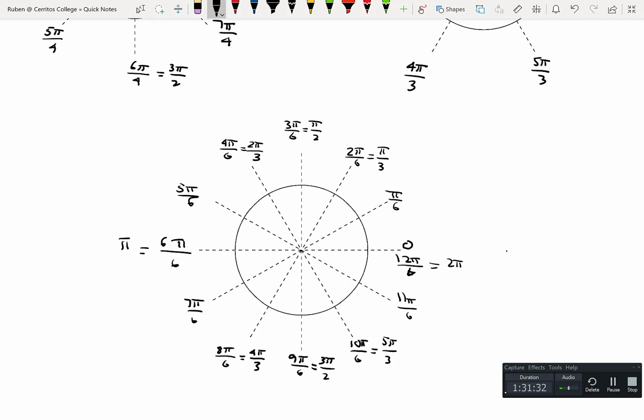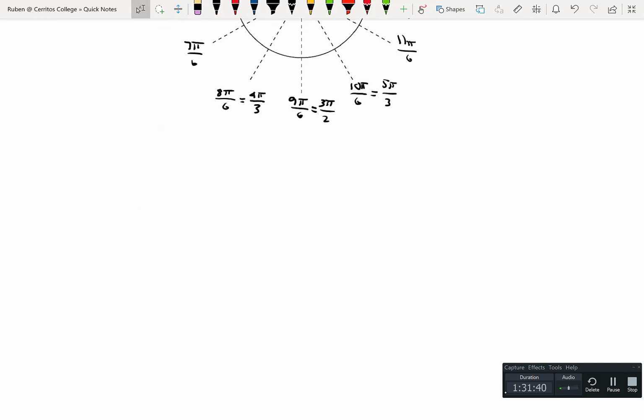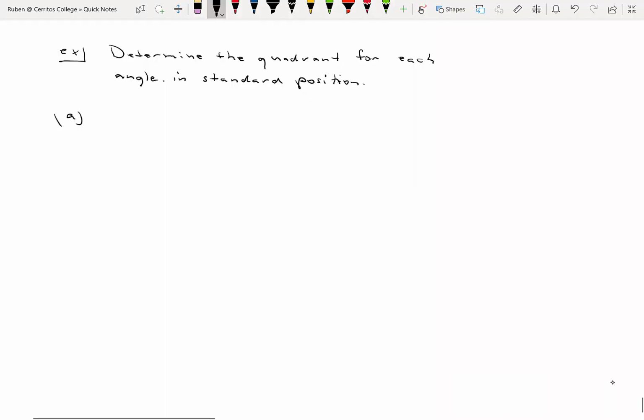So I thought I'd look at one example to maybe pull a lot of this stuff together. What I'd like to do is look at an example where we assume that the angles I'm drawing are in standard position, and I simply want to name the quadrant where the terminal side of the angle ends up, unless the angle is quadrantal, in which case we'll say the angle is quadrantal. So let's do that. Okay, so the directions are to determine the quadrant for each angle in standard position.